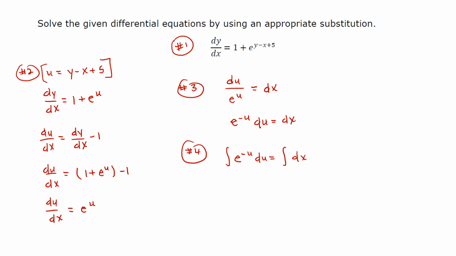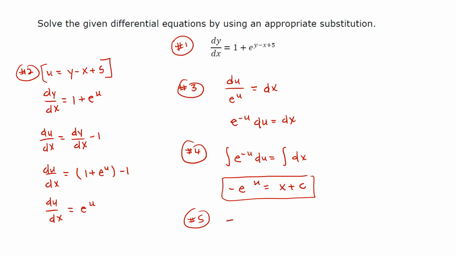Okay. And we'll get negative e to the negative u equals x plus c. And this then is our general solution. So for our last step, number 5, we need to now back substitute. We're going to substitute our expression for u to return our equation back to its original variable.